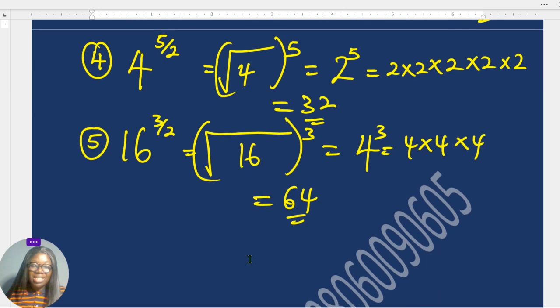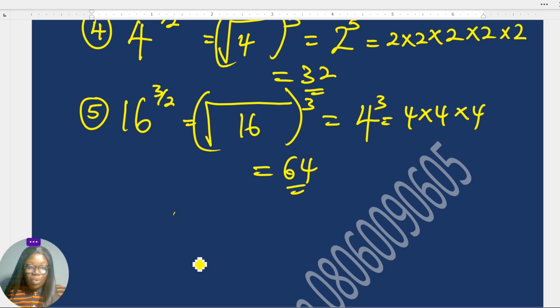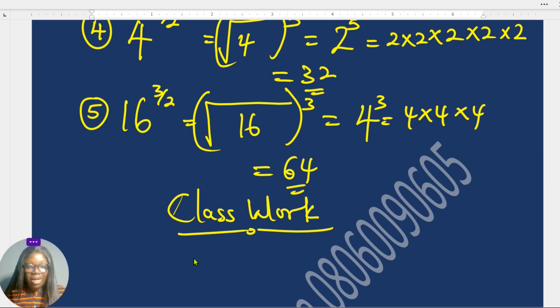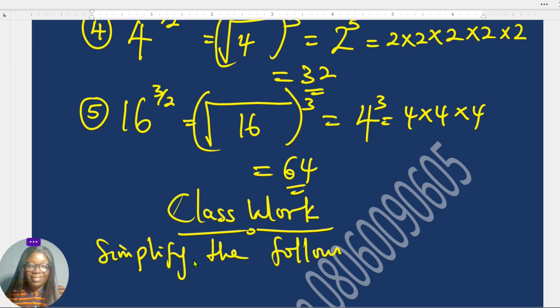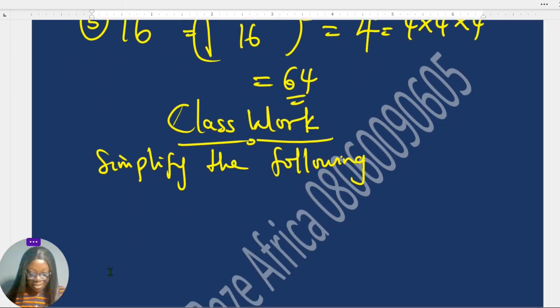I hope you enjoyed this class. Now, before you go, you have this to practice, and after practicing it, we can check your work. Now, look at this for practice. Simplify the following. This shouldn't take you so much time. So it's something you can do quickly.